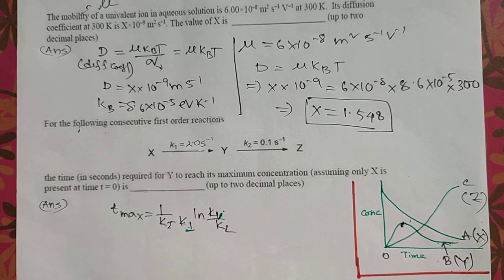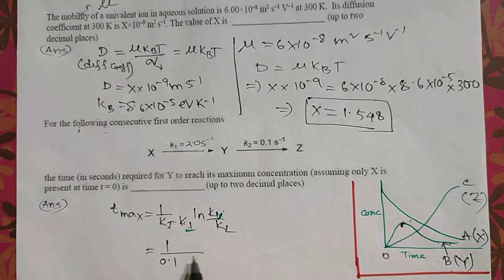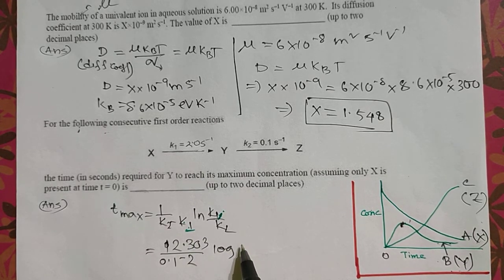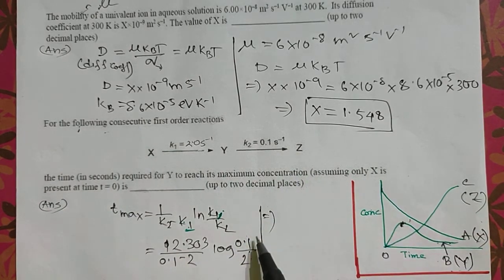Okay, so just putting the value we will get the answer. So K2 equals 0.1, and K1 equals 2. Here I'm converting it to log, so it is log K1 by K2, so K1 by K2 equals 0.1 by 2. So if we go above, there will be a negative sign. The negative sign will be removed and the order is also changed.